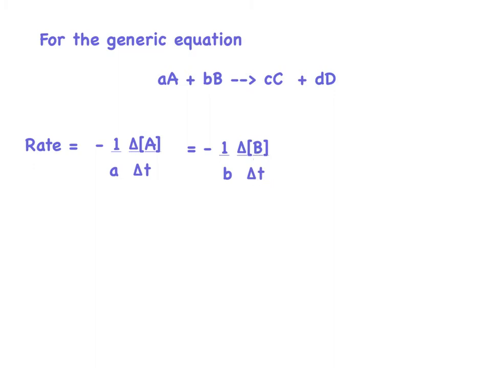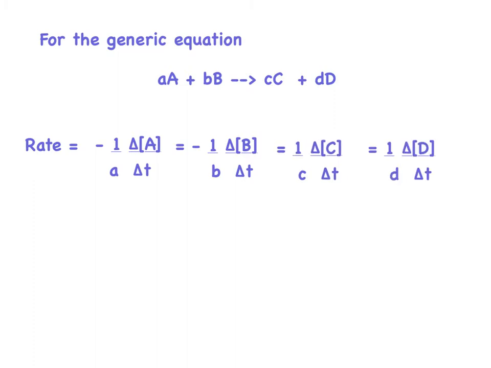And so these are our reactants that are disappearing, and those are going to be related to our products that are appearing as, first of all, a positive value because it's appearing, so 1 over the coefficient for C times the change in concentration of C divided by the change in time, which is going to be equivalent to 1 over the coefficient for D times the change in the concentration of D divided by the change in time.